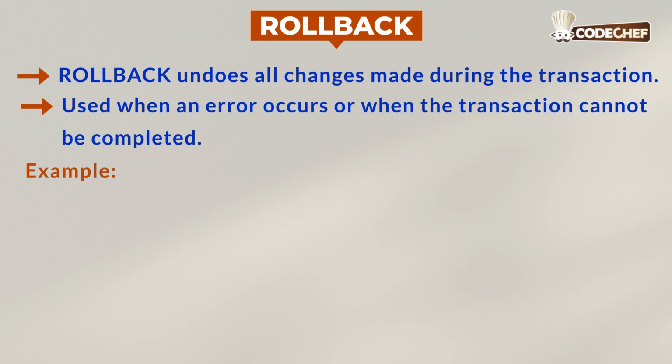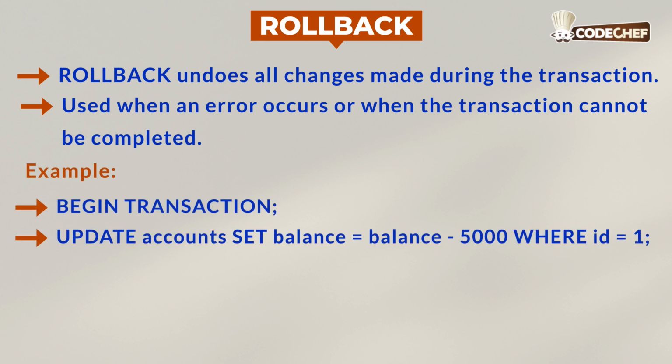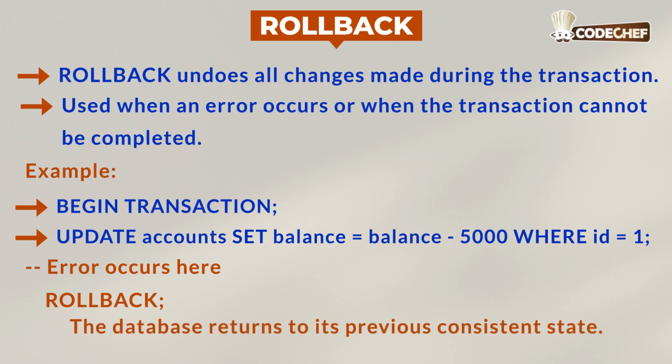For example, BEGIN TRANSACTION; UPDATE accounts SET balance = balance - 5000 WHERE ID = 1. Now let's suppose before we could add this balance to the other account, some error occurs and the transaction fails. Then we will execute the rollback command by writing ROLLBACK; The database then returns to its previous consistent state by undoing all the changes made during this failed transaction.